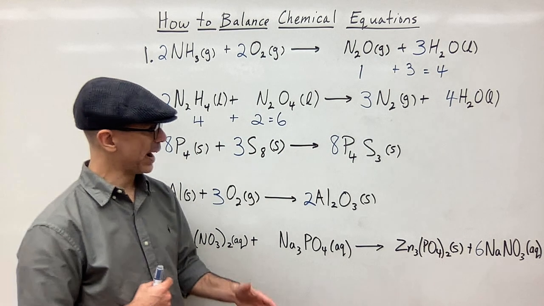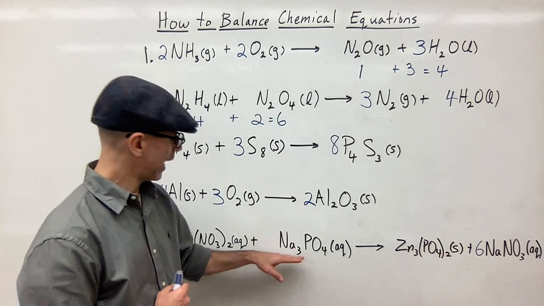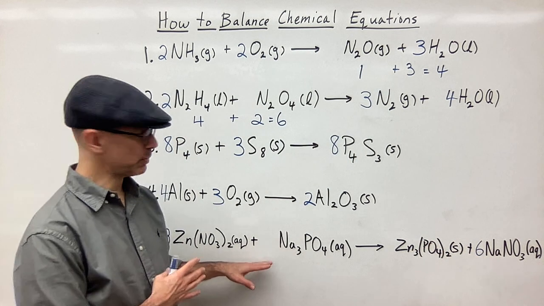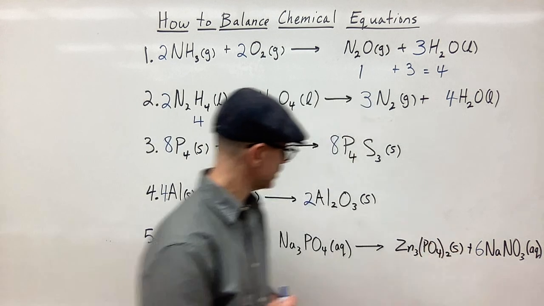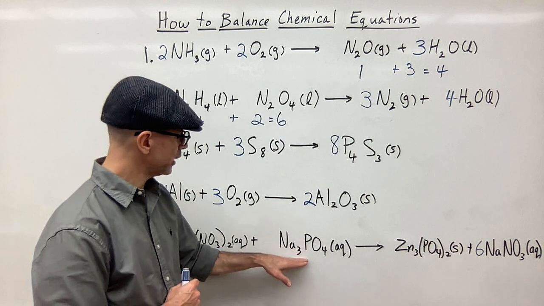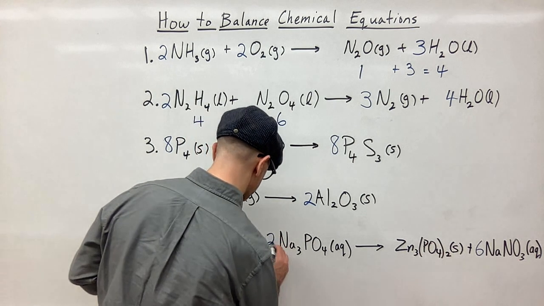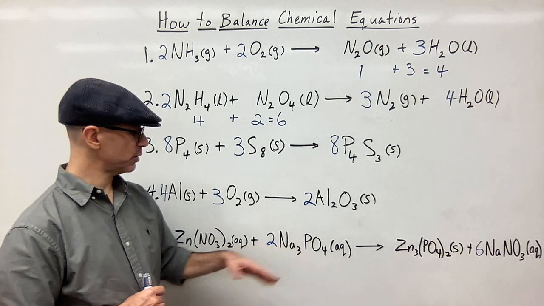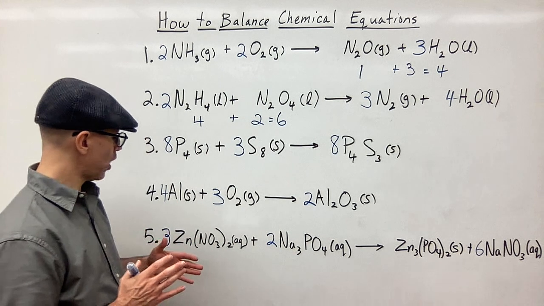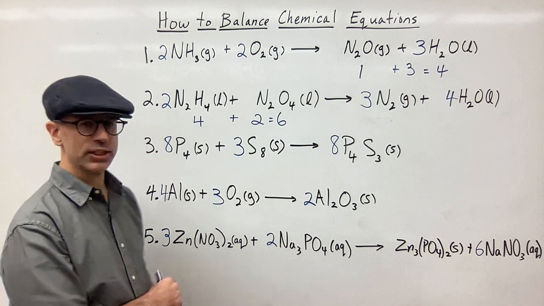But look, I got to go back to my sodium. I have 6 sodium here, and I have 3 here. So I'd have to rebalance my sodium. So here, 6 times 1 is 6. So what times 3 is going to give me 6? 2. So 2 times 3 is going to give me 6. So now I've rebalanced my sodiums. Everything is balanced so far. My zinc is balanced, my sodiums are balanced, and my nitrates are balanced.